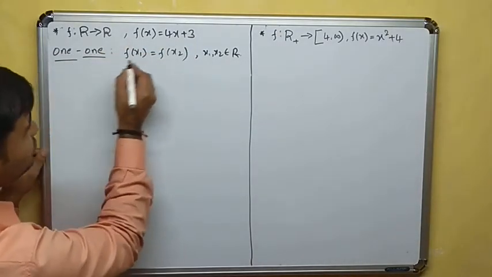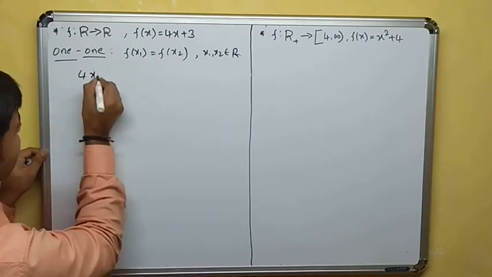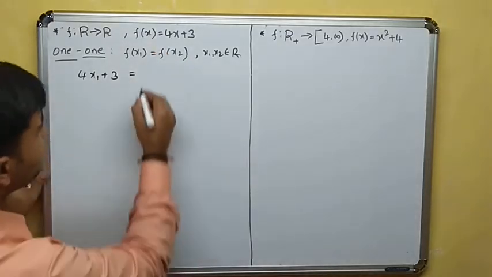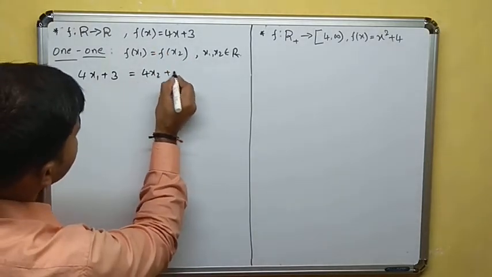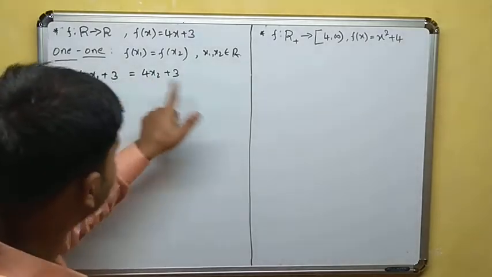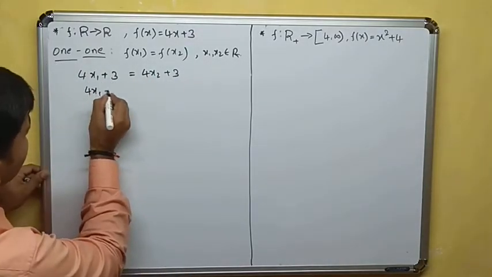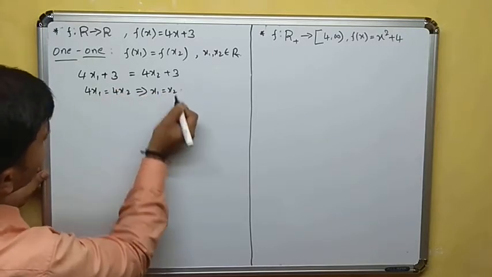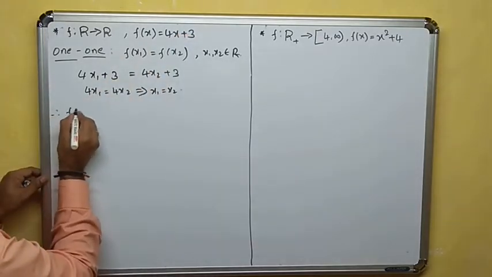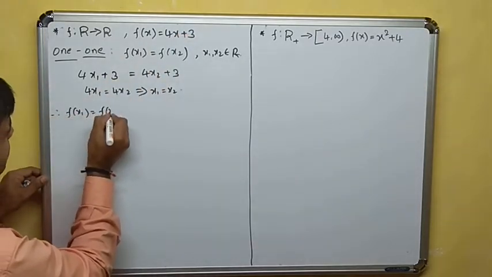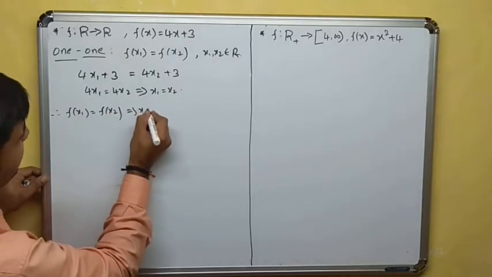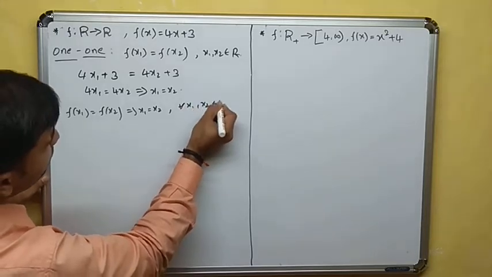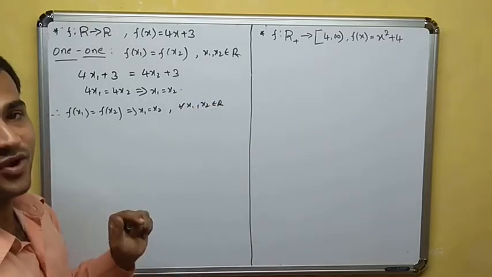So what will be f of x1? It will be 4x1 plus 3 is equal to, what will be f of x2? It is 4x2 plus 3. Therefore, we can cancel 3 and 3. Then we have 4x1 is equal to 4x2, which implies x1 is equal to x2. Therefore, we have assumed f of x1 is equal to f of x2, and we obtain x1 is equal to x2 for all x1, x2 belonging to R. Therefore, this is one-one.